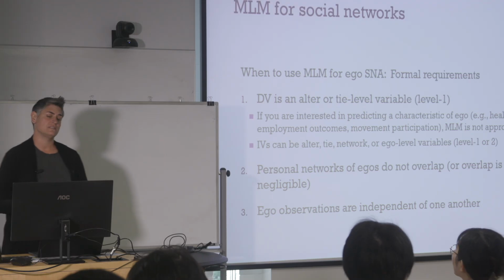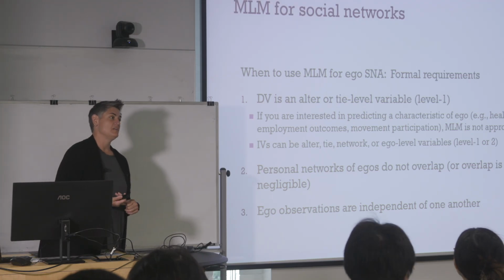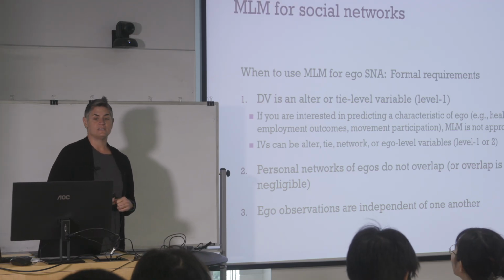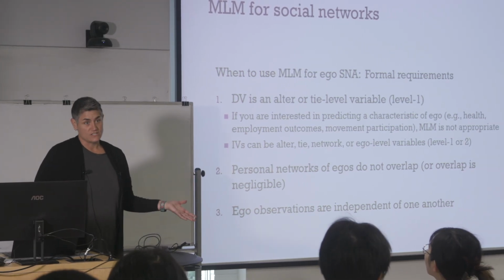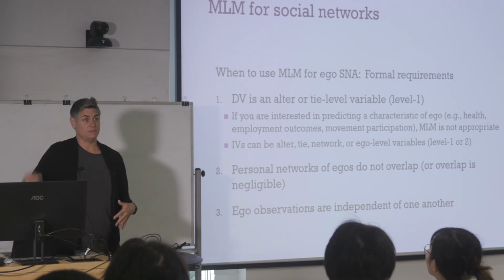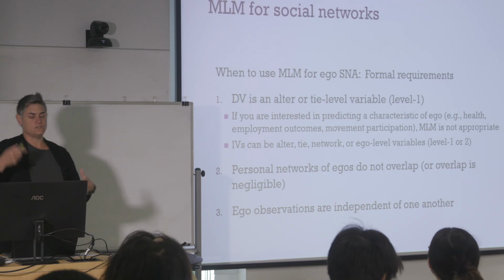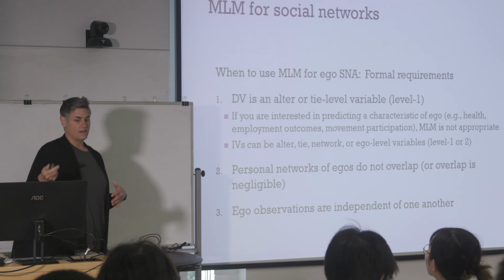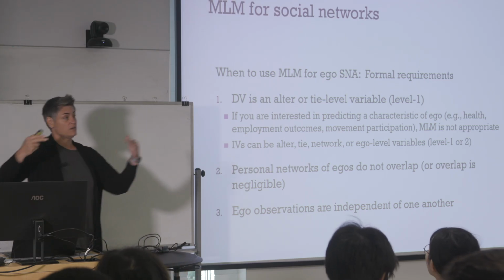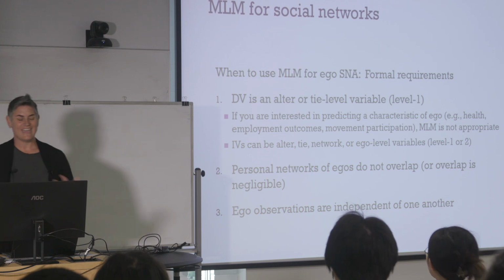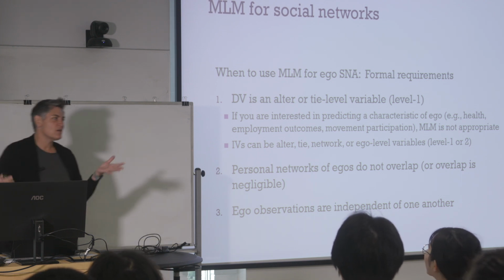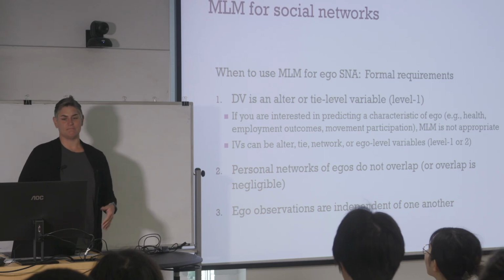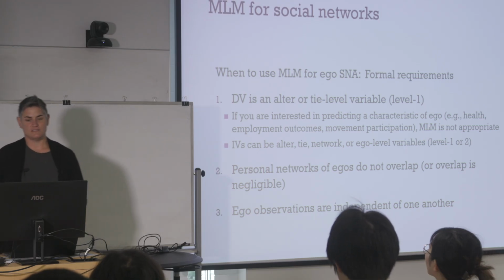And then the third one is that the ego observations need to be independent of one another. This is kind of like the OLS requirement that all your observations need to be independent. That's why we need MLM to start with, if you have students in schools. Here, the same thing is true at level 2, so your egos need to be independent. Again, it's a little fuzzy. If you have some egos that might be related a little bit, then it's probably okay to ignore it.